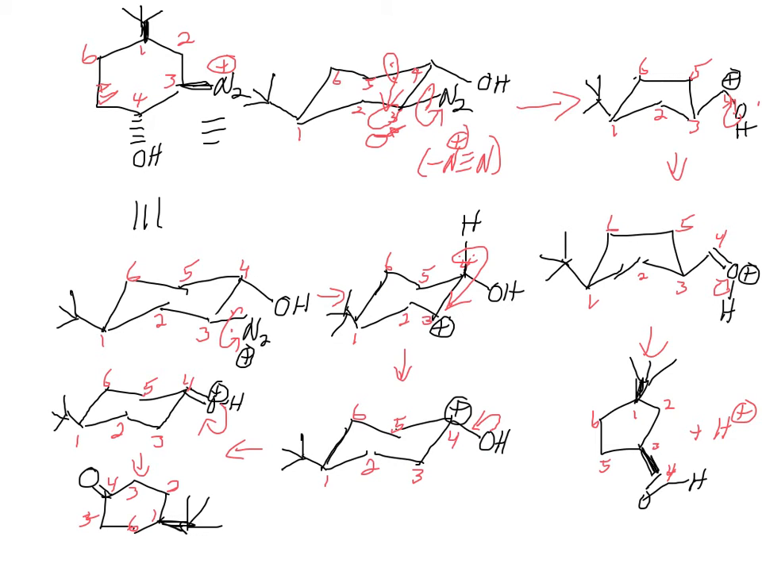So this conformation here, where there's a tert butyl and the N2 and the OH are trans to each other on adjacent carbons, there's two possible products. You can get an aldehyde product, or you could get a ketone product: a 5-member ring aldehyde or a 6-member ring ketone. It's two possible products there. So this is just another possibility.